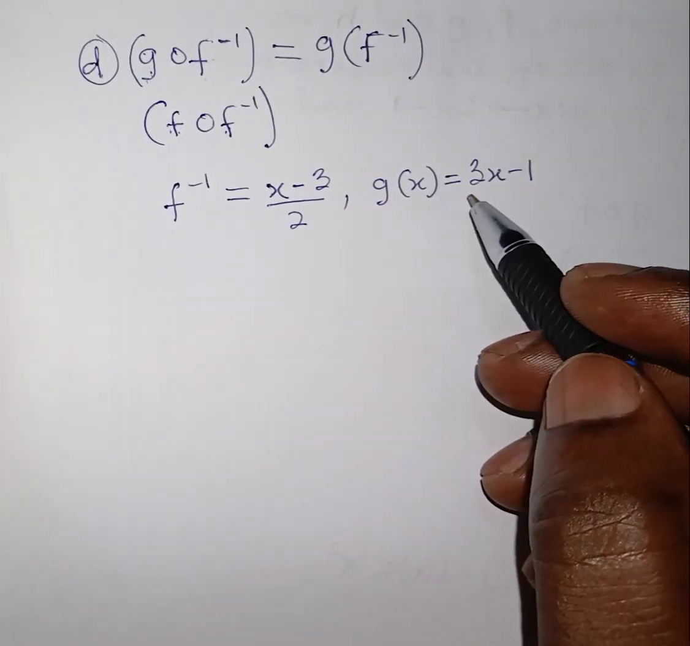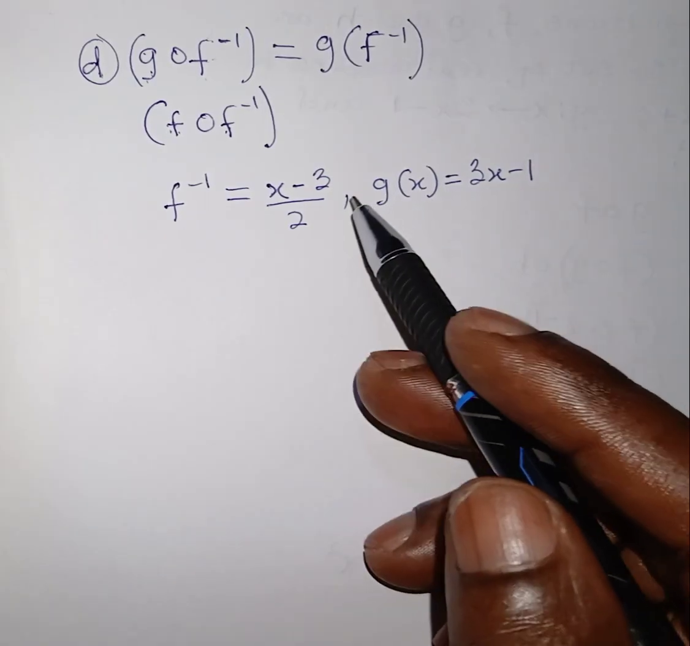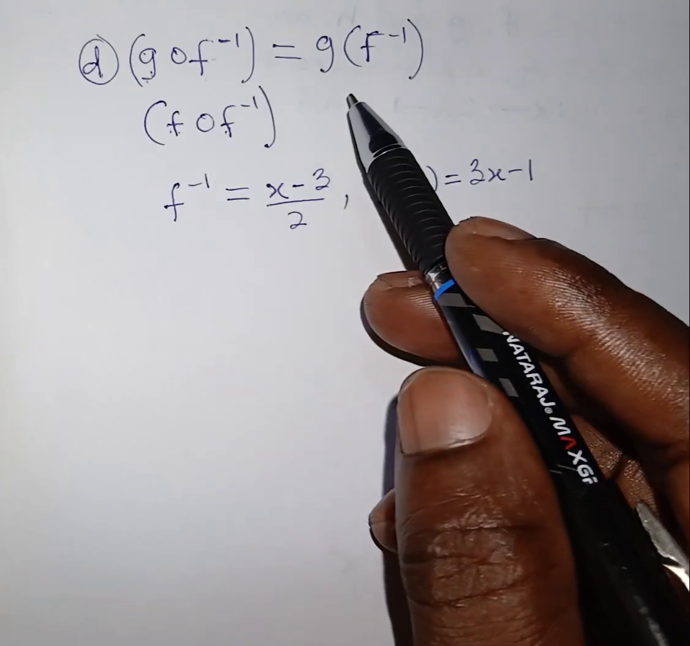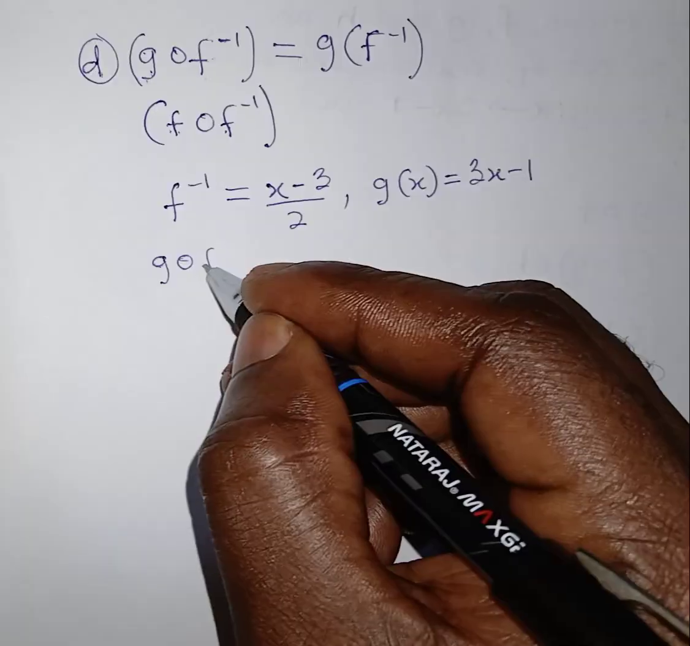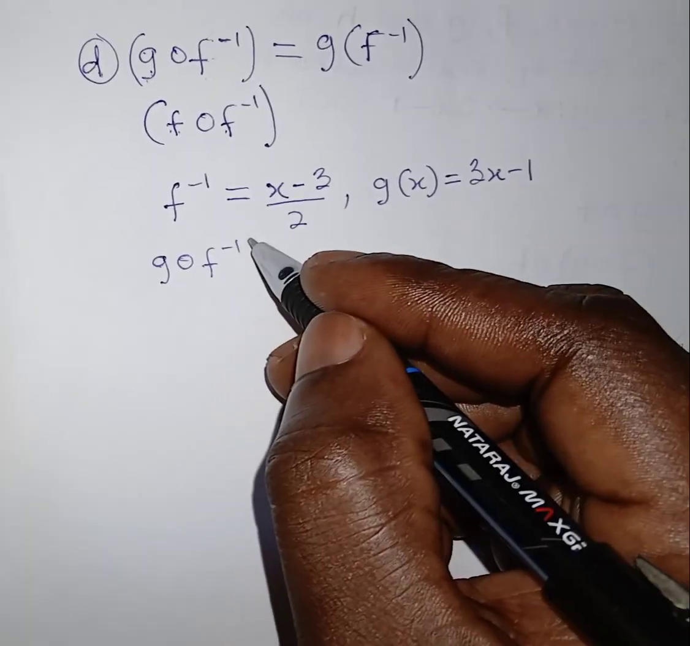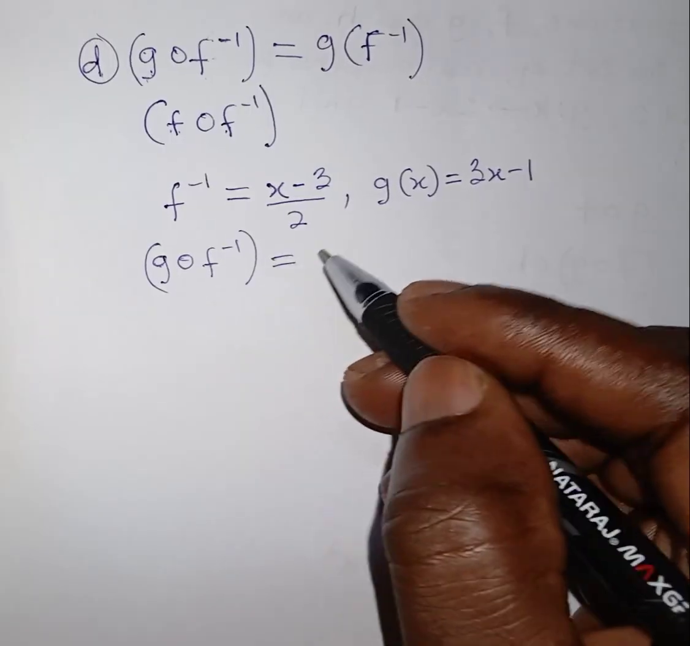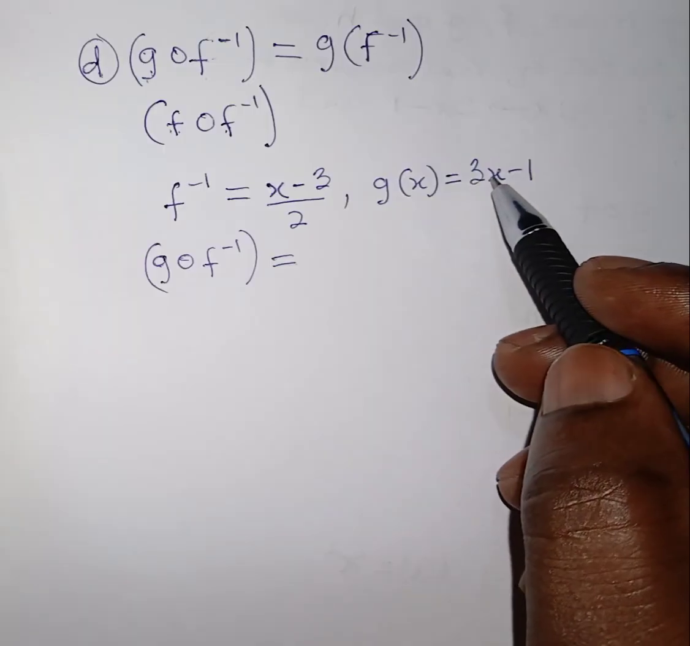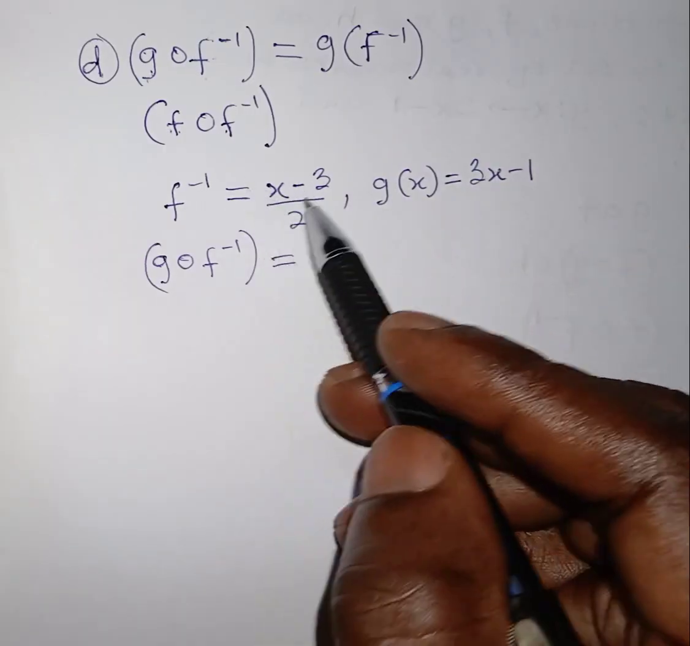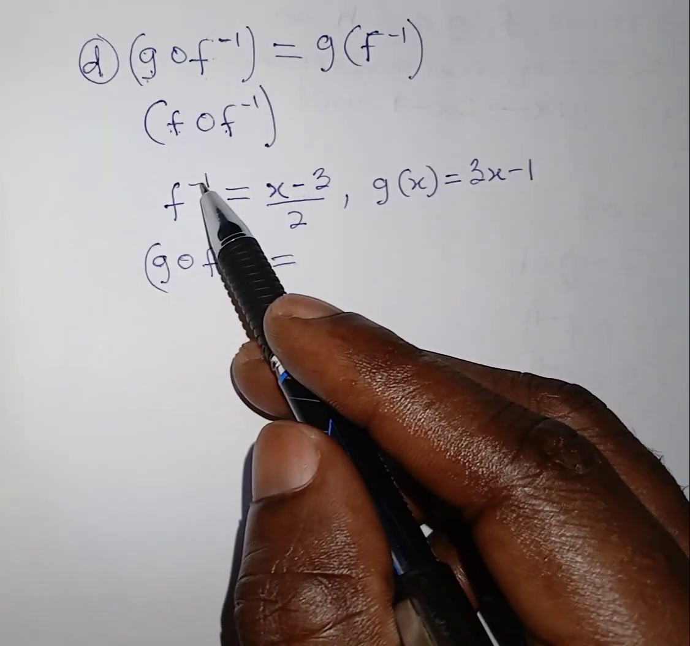For g at x is giving us 3x minus 1. So for this, we are saying that we are going to substitute f inverse into g, meaning that wherever I see x in the g, I'm going to substitute the entire function here, the inverse of f.